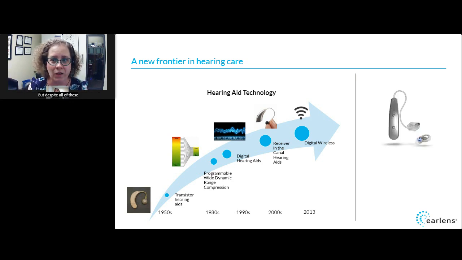But despite all of these improvements in technology, there are still some patients who cannot simply delight with conventional hearing aids. And that's why Earlens. This is the world's first contact hearing solution, developed here in Menlo Park, California, creating a whole new category of hearing aid technology today.